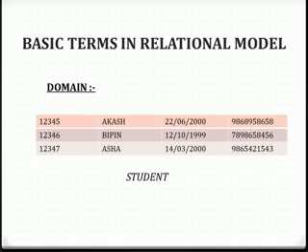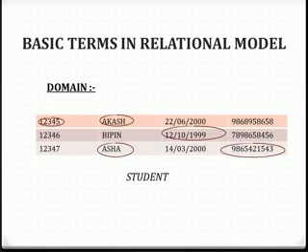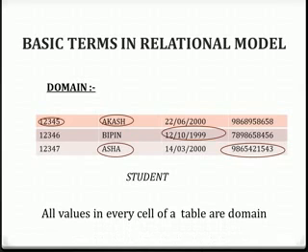Each and every value in the cell or in the column is called a domain. For example, the values 1 2 3 4 5, name Akash, 22 10 19 99, then any of the mobile numbers, all these values inside that particular relation are called domain. Okay, so very simple. All the values in every cell of a table are called domain.